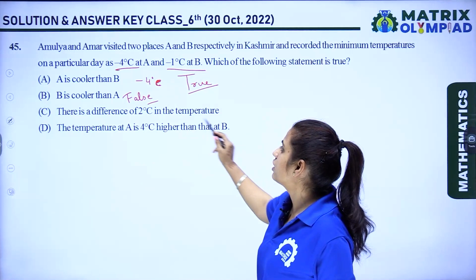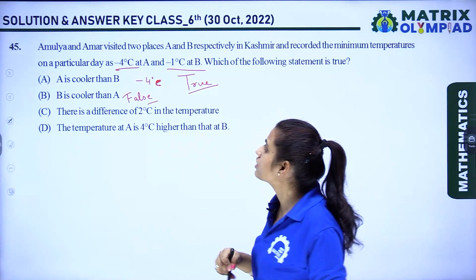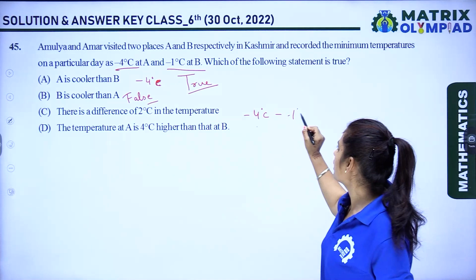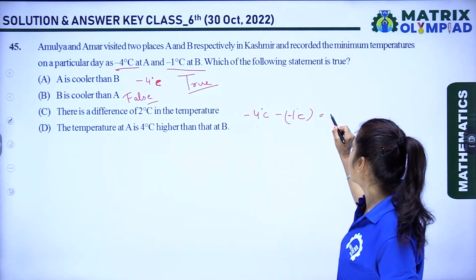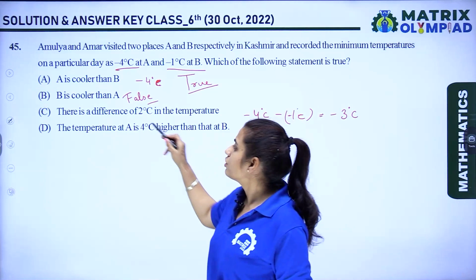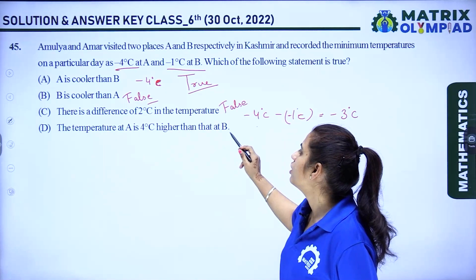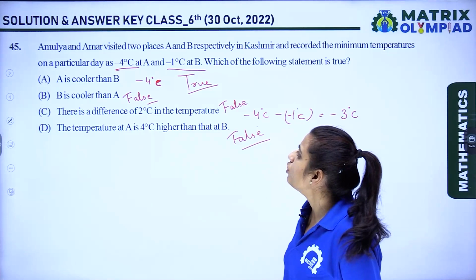No, it is not correct, as the difference between these is not 2 degrees Celsius, it is more than that. Minus 4 degrees Celsius, minus 1 degree Celsius will give us minus 3 degrees Celsius. So, statement C is false. Now, the last statement: the temperature of A is 4 degrees Celsius higher than that at B. It is also a false statement. So, according to the options, only option A is the correct answer.